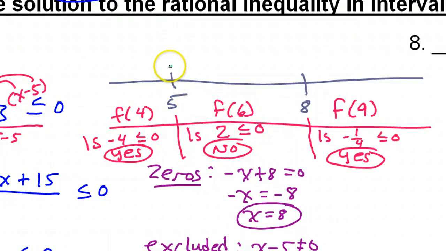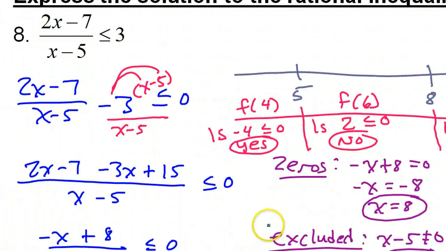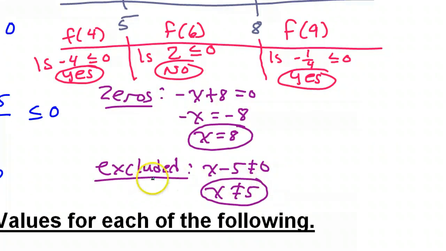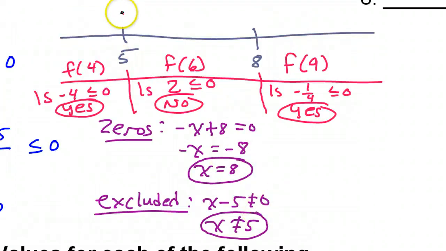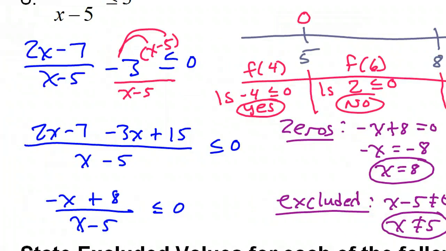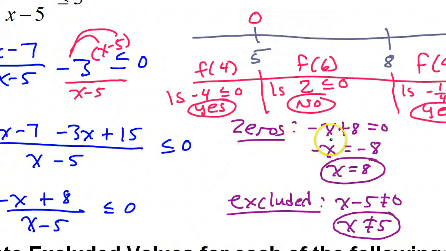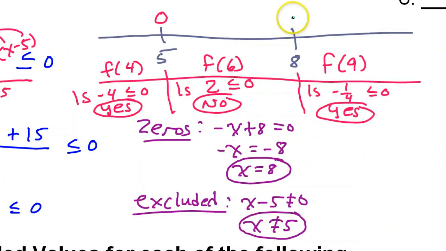Now, before we get too carried away, these values at 5 and 8, should I graph them as open circles or closed circles? Probably should have done this in the first place. Well, excluded values are always open circles because open circles mean excluded. So at 5, it will definitely be an open circle. Now the zeros, that depends. The zeros tell you when the value of the function is 0. So the question is, do we want to include 0? Well, look at this symbol right here. We want to know where the function is less than or equal to 0. So because of that equal to, we want to include 0. So we will do that by making this a closed circle.